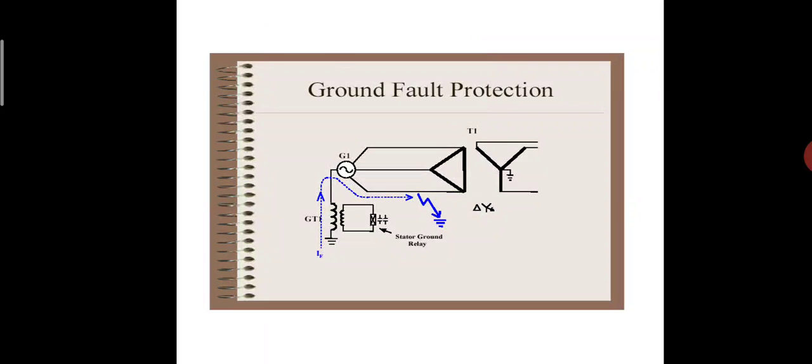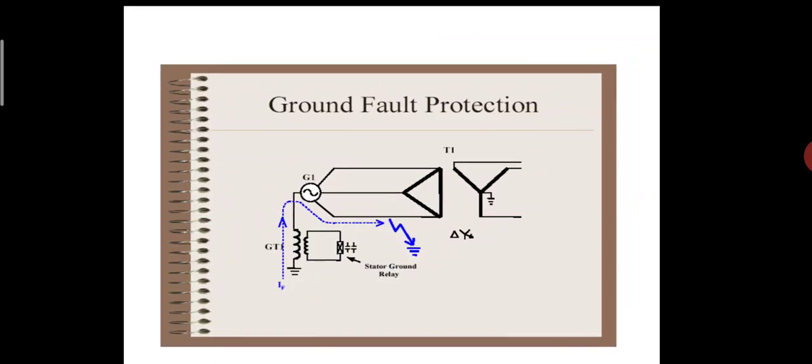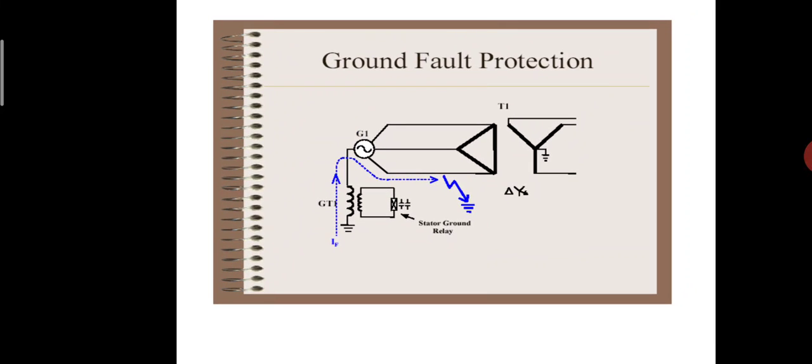Ground fault protection. So G1 generator is connected in earth, stator to ground relay. This is the ground fault protection in this circuit diagram.